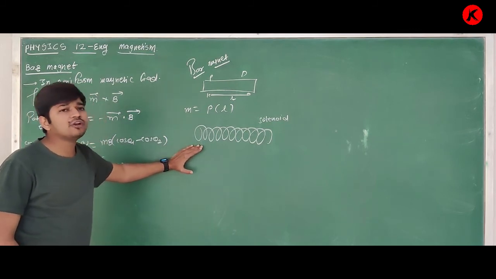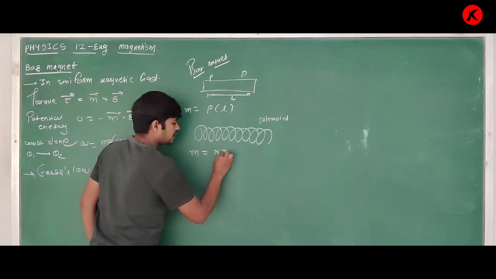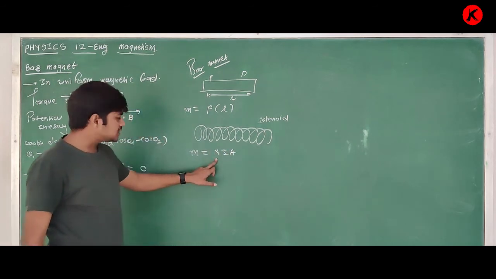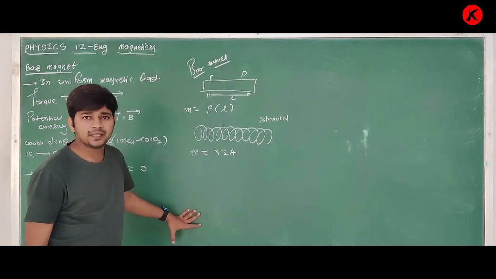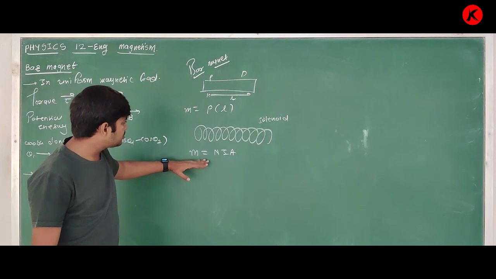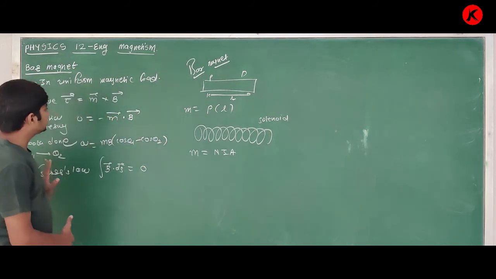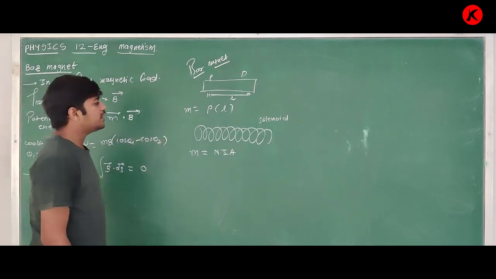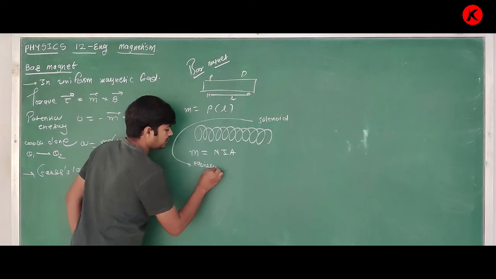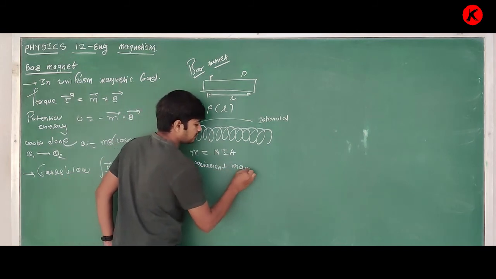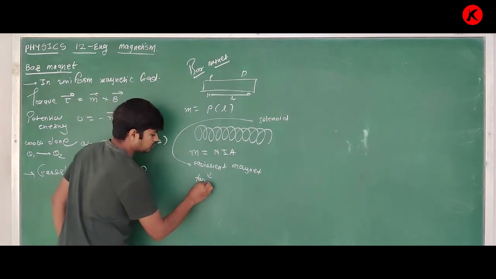So in case of a solenoid, what is the magnetic moment? The magnetic moment of a solenoid is N I A, where N is the number of turns, I is the current flowing through each turn, and A is the cross-sectional area. So for a solenoid, we have to remember this equation, M equal to N I A. Now if the solenoid behaves as an equivalent magnet, then obviously it has two poles.